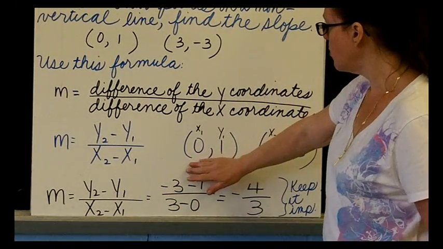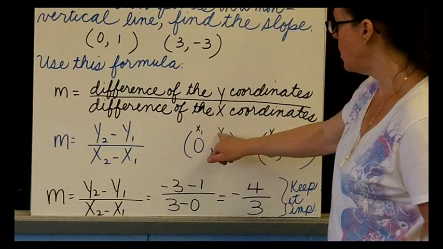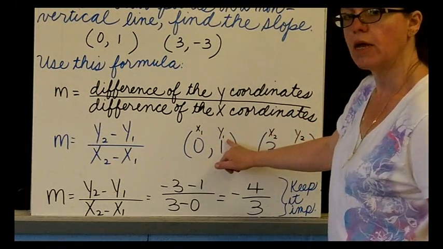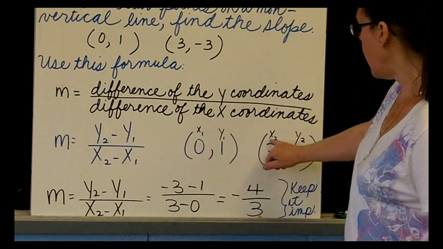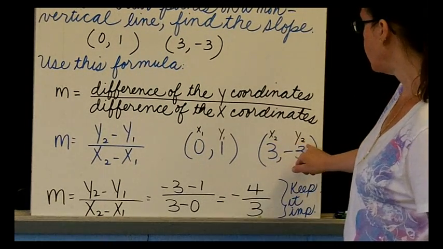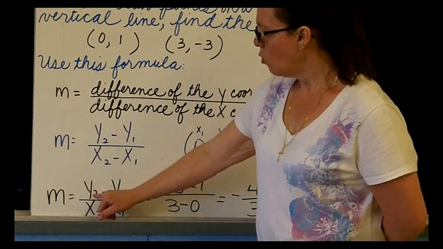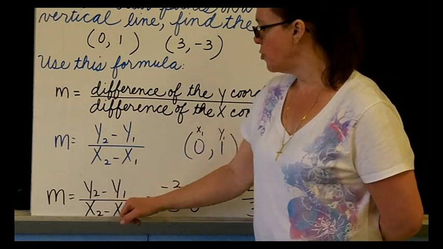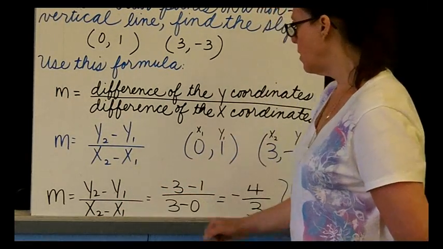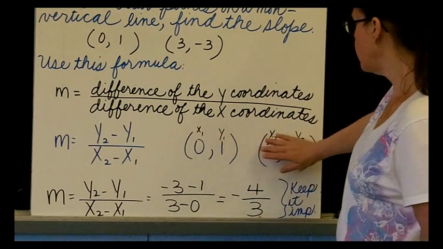It means we're going to call 0, 1 our x sub 1 and our y sub 1. And we're going to call our second set of coordinates x2, y2. So we start with the formula again: y2 minus y1 over x2 minus x1. So now it's just a substitution game. We substitute what we've already labeled.